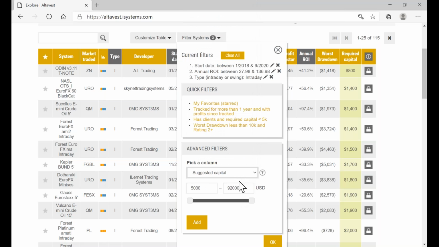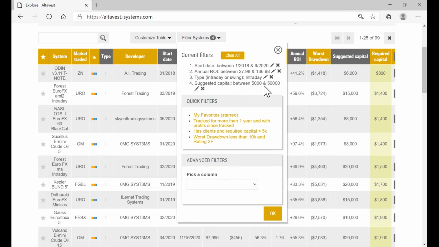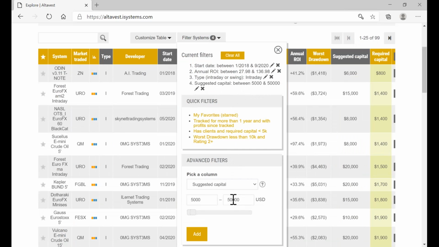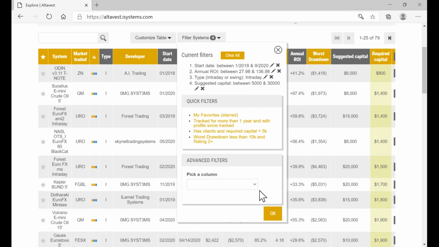And I'll explain this is an important one here. Perhaps, let's see how we end up here. $5,000 to $50,000 is the amount here. Now we're down to 99. And let me edit that. What's available at 30,000? 5,000 to 30,000. So now you're down to 79. So really, you can get very, very granular and end up with a very small, useful, concentrated list of systems that suit your needs and your tolerance for risk and reward and your style of trading, whatever it might be.